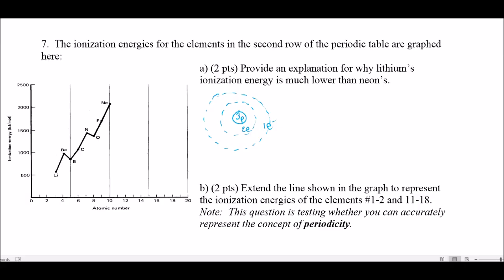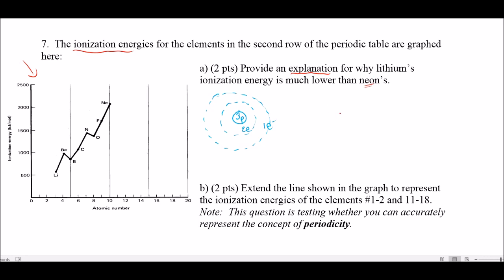Here I'm looking at question number 7, talking about ionization energies. So we got a partial graph here. The first question asks you for an explanation. I've drawn a picture for lithium. I'll now draw a picture for neon.